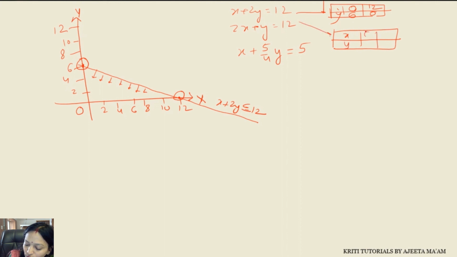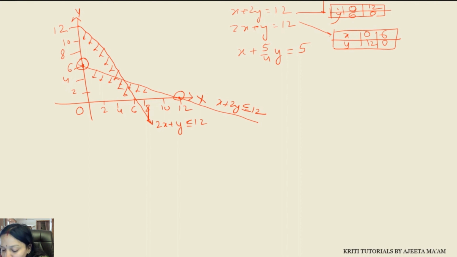जब x 0 होगा तो y कितना हो जाएगा, 12. तो y 0 होगा तो x हो जाएगा 6. So this will go like this, right? So this is the equation for the line 2x plus y is equal to 12. Again आपको lower region बनेगा because again if you take origin as a test point, it will be satisfied for this. Now we come to the next.